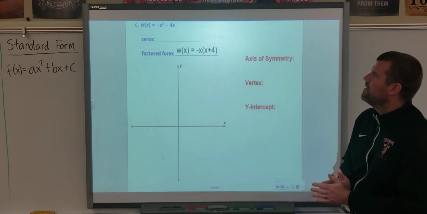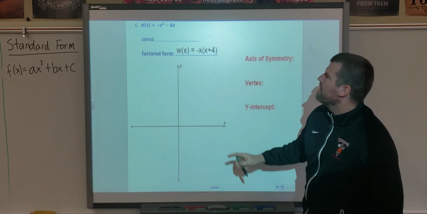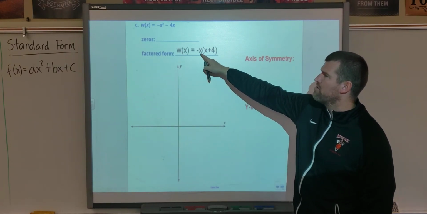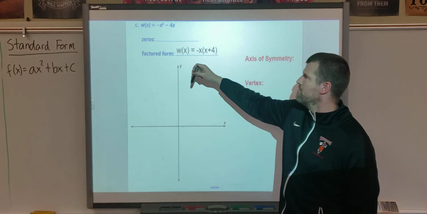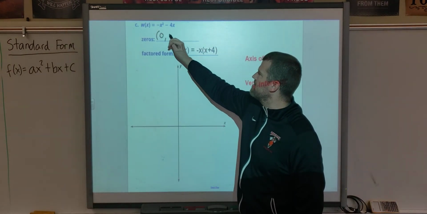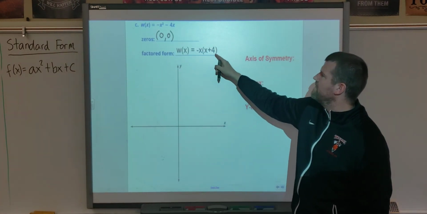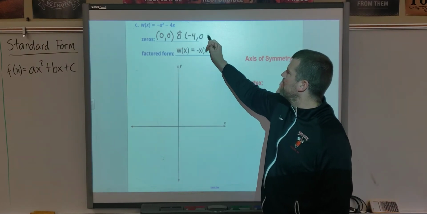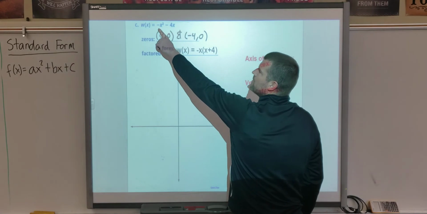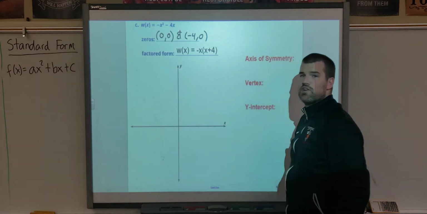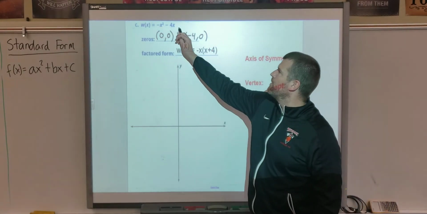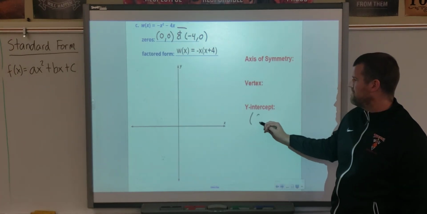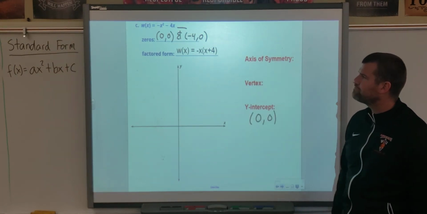All right, I will do one more of these. Sure, why not? If our factored form is negative x and x plus 4, the 0 that goes with this one is literally 0. So one intercept is at 0, 0. Our second intercept is at -4. If we look at our A value, it's negative, so we know the graph's going to open down. And then if we look at our C value, it is 0, so we know the y-intercept is 0, 0.